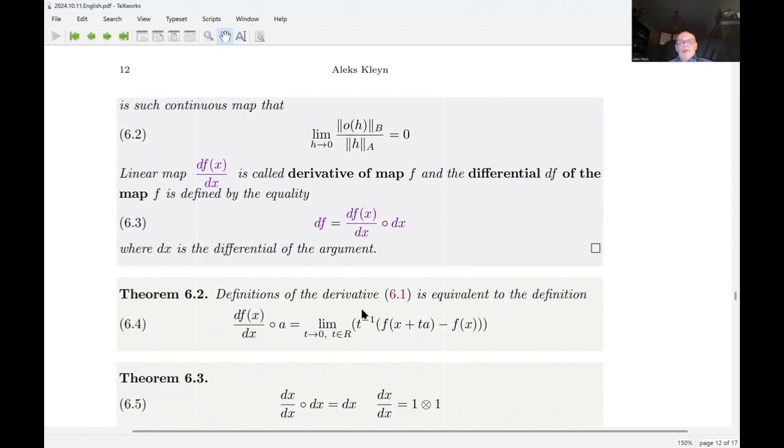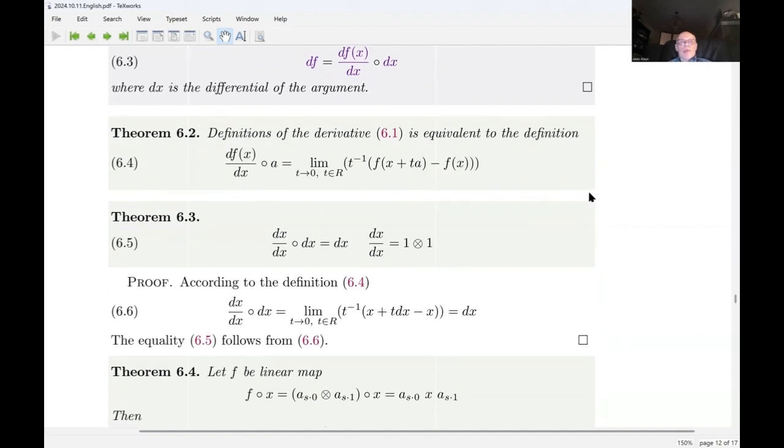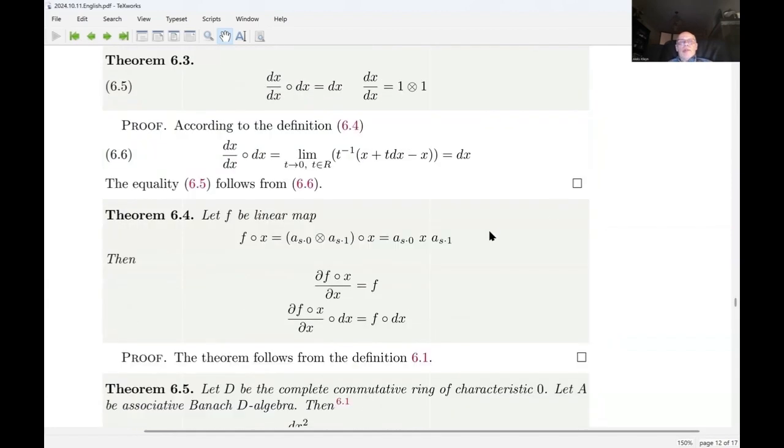Theorem. The definition of derivative 6.1 is equivalent to the definition 6.4. Based on this theorem, we can consider some examples of derivative. The derivative of the identity map is the identity map. The derivative of a linear map is the linear map itself.